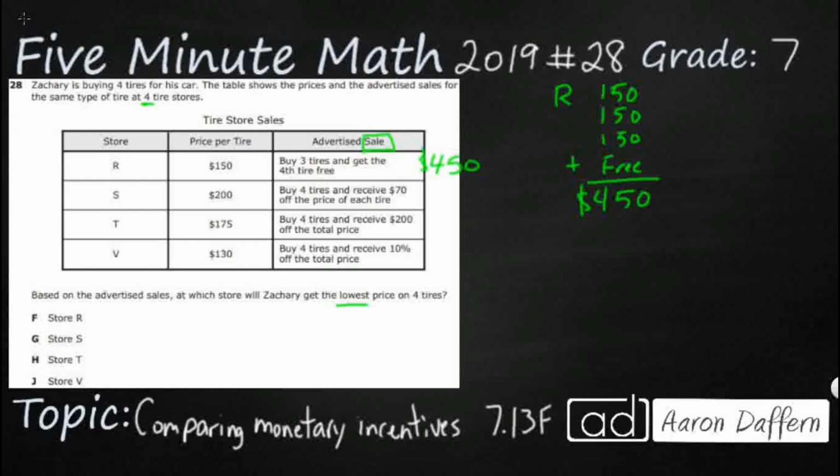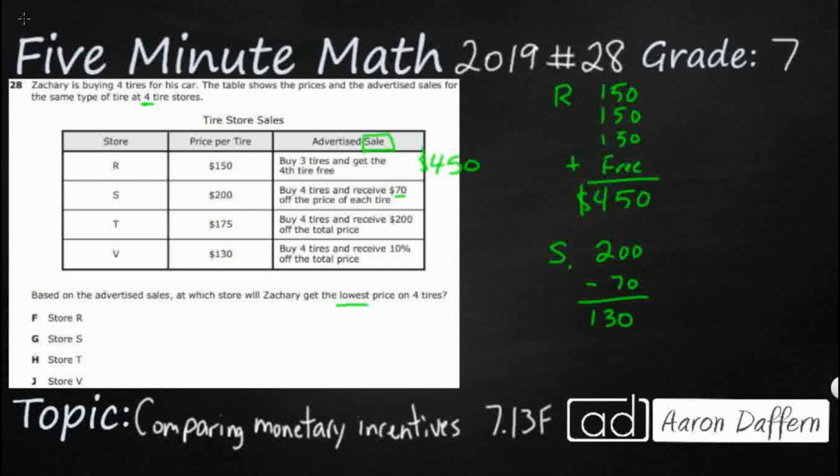So let's check with S right here. Wow, $200 a tire. That's a lot. But if you buy 4 tires you receive $70 off the price of each tire. So we know that we're going to buy 4 tires. The base price is $200 per tire, but since we're going to buy all 4, we get a new base price because we're going to take $70 off of each. Now, look, you've got 4 tires that are $130 each, which is better than this 150.